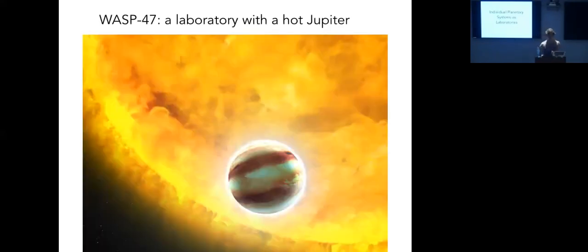All right, so I'm going to switch gears a little bit. The work I've described in this talk so far has been statistical, but to actually gain insights about how planets form, it's often useful to study individual planetary systems. So this is WASP-47, a laboratory with a hot Jupiter. Hot Jupiters are rare. They only occur around 1% of stars. But WASP-47 is especially rare because it is the only known hot Jupiter with companions.